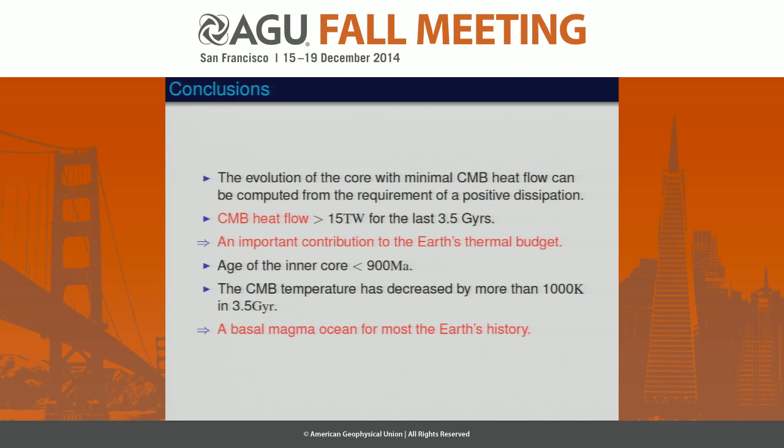And again, there will be a talk this afternoon by Nomura et al. about the possibility of having potassium and thorium in the core, which could help to decrease the amount of cooling that is necessary to maintain the dynamo. And anyway, even that is already enough to justify the existence of a basal magma ocean for most of Earth's history. And that'd be all. Thank you.